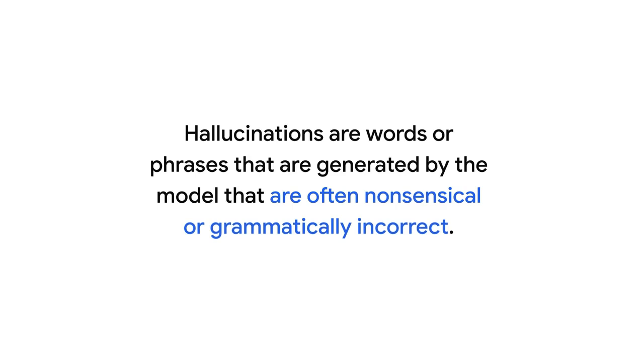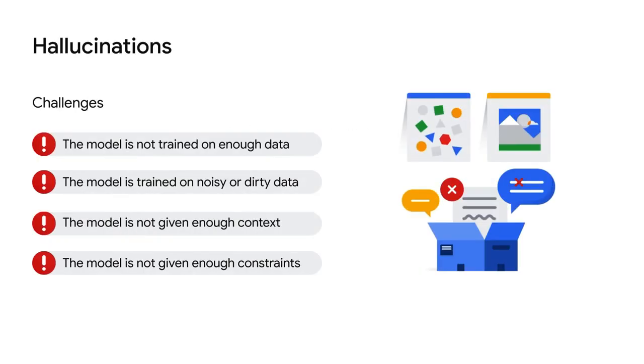or grammatically incorrect. Hallucinations can be caused by a number of factors, including the model is not trained on enough data, or the model is trained on noisy or dirty data, or the model is not given enough context, or the model is not given enough constraints. Hallucinations can be a problem for transformers because they can make the output text difficult to understand. They can also make the model more likely to generate incorrect or misleading information.